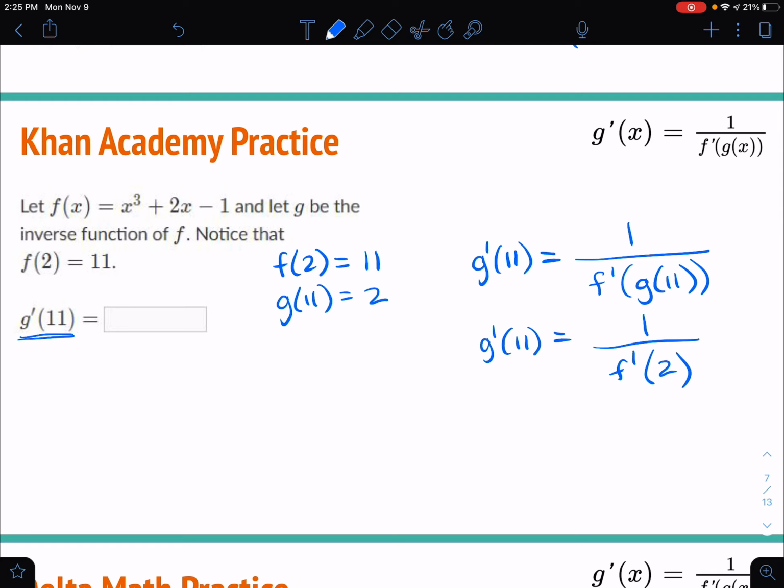I already told myself that if f of 2 is 11, then g of 11 has to be 2. Now I have to find out what f prime of 2 is. That's not explicitly given to me anywhere, but I have enough information to figure it out.